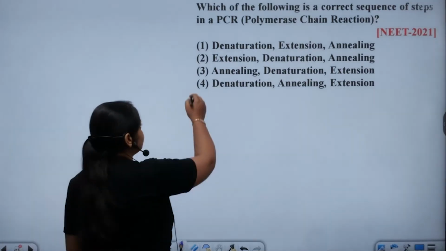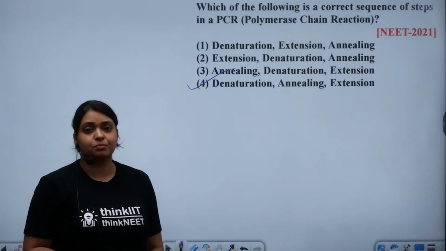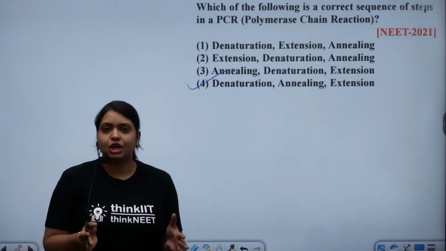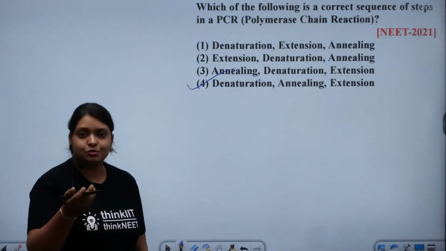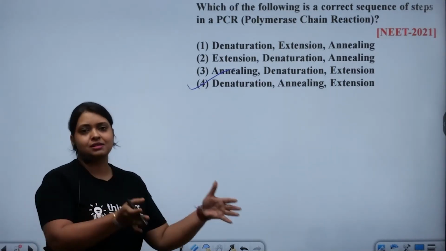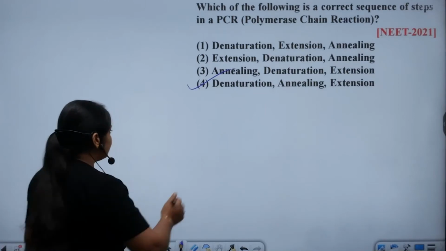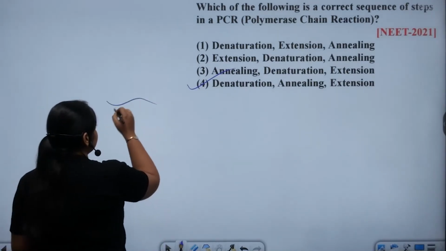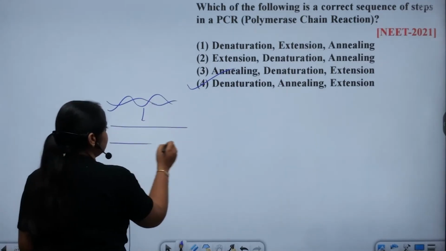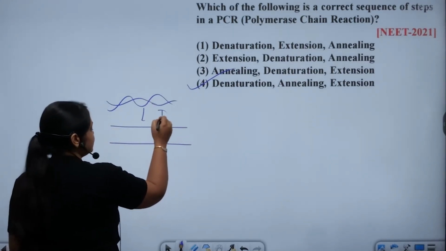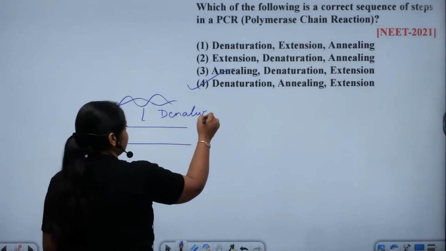So the fourth option is the correct answer for this question, because PCR works on the principle of replication, and you all know the steps of replication, and the same are the steps of PCR. So the first step, the helical form of DNA first gets denatured or unwound. So the first step will be denaturation.